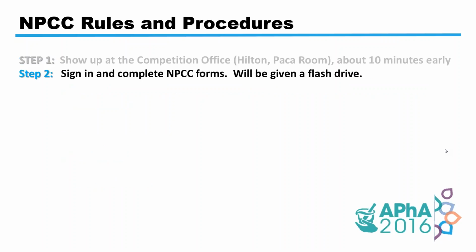Step two is when you get into the competition office, there's a couple forms for you to fill out. One, we want to know where you'll be staying in Baltimore. There's also going to be a video release form that we need you to sign. On top of that, you'll be given a flash drive that you're going to be bringing with you into the filming room. I want to just do a little digression.